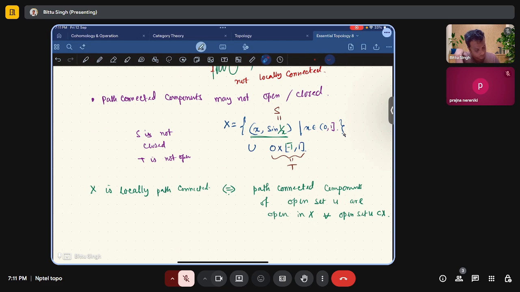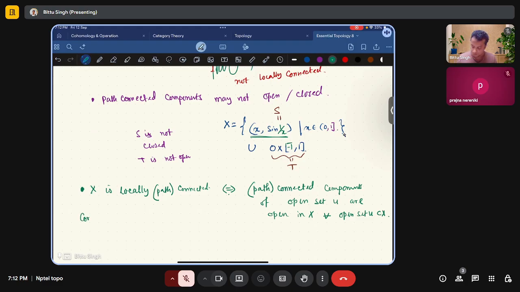So instead of path connected, the same thing will be true for connected. So I am putting this property in brackets. If X is locally connected, then connected components of open set U are actually open. So this is an interesting property.